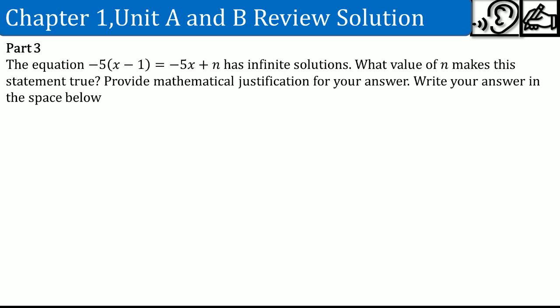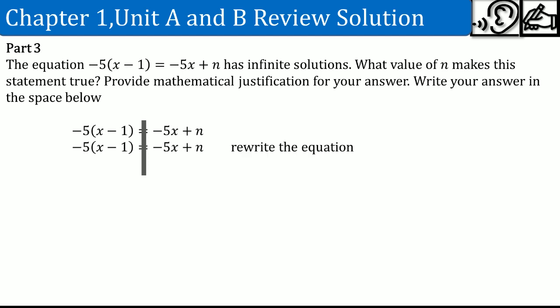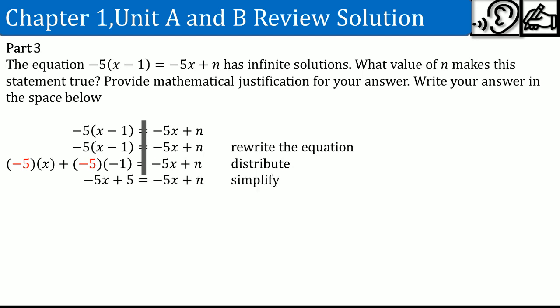Some of you freak out because you see two variables. Yes, there are two variables, but you're actually thinking of n as a number. So don't freak out. I rewrote the equation. Draw a line straight down. I saw the parentheses on the left hand side, so I'm going to distribute. So it's negative 5 times x and negative 5 times negative 1. Once I simplify it, it gets me negative 5x plus 5. On my right hand side, it's negative 5x plus n.